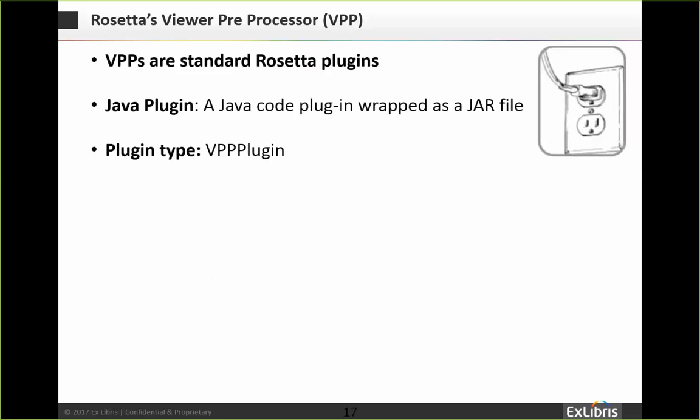What's a VPP? A VPP is a standard Rosetta plugin. We have several types of plugins, and this is a plugin type of VPP plugin. So you're going to have to first develop the plugin as a type of the VPP plugin. It's going to be Java code wrapped in a jar file. Like any other plugin in Rosetta, you have to deploy it: put it into the deploy directory and then install it. Then you would see it on the list of VPPs when you are creating a viewer, and we'll take a look at it later on.